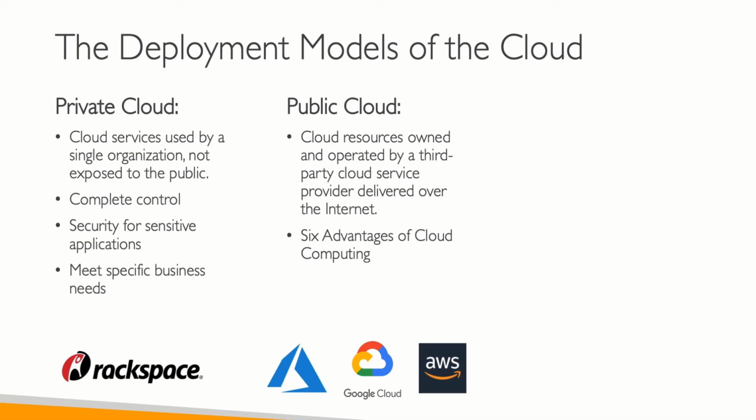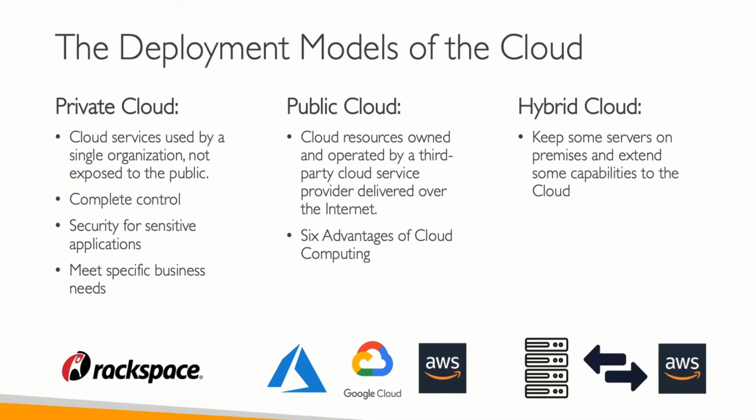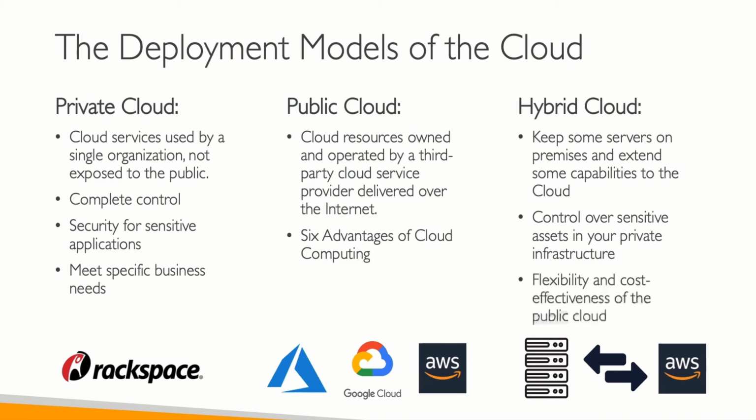And then lastly, which is also important for the exam, is the concept of a hybrid cloud. So with hybrid, we're actually going to do a mix of private and public. We're going to keep some servers on premises, and we'll extend some of the capabilities we need into the cloud. That means that we'll have a hybrid of our own infrastructure and the AWS cloud. We'll have control over sensitive assets in our private infrastructure, but we'll have the flexibility and the cost effectiveness of using the public cloud.